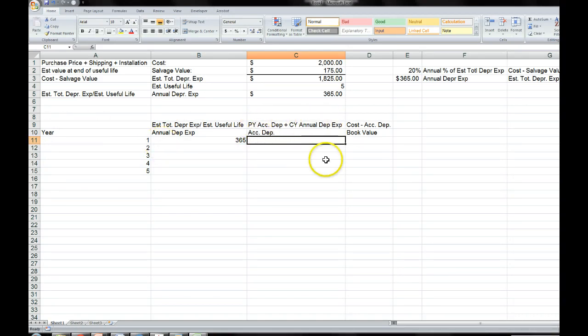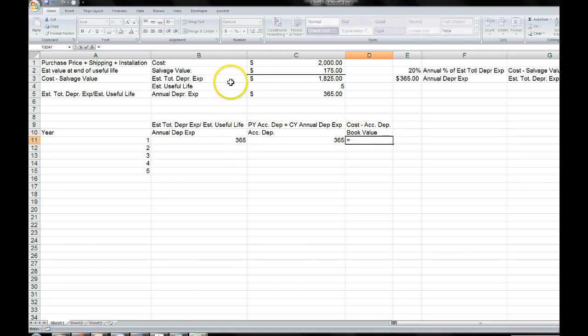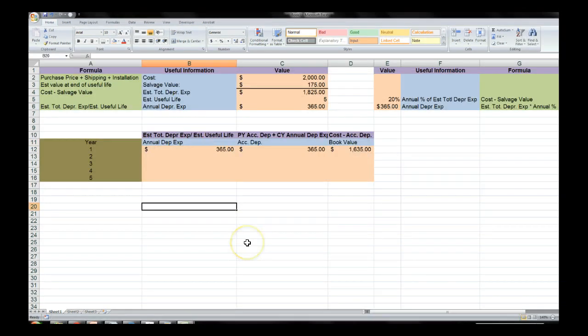Prior year, we had no accumulated depreciation, and this year our depreciation expense is going to be this amount right here, the $365. And then our book value is going to be our cost minus our accumulated depreciation. And I'm going to make this prettier real quick. So when I come back to talking, it's going to look a little bit different. Okay, so that's a little bit more organized.